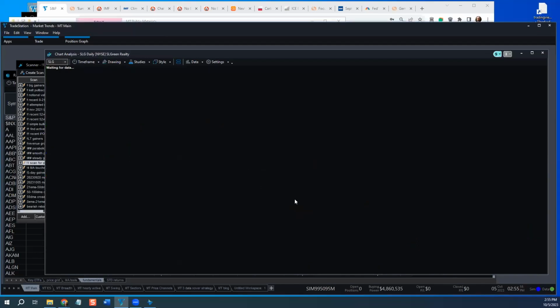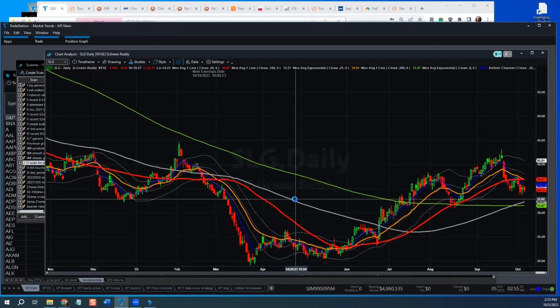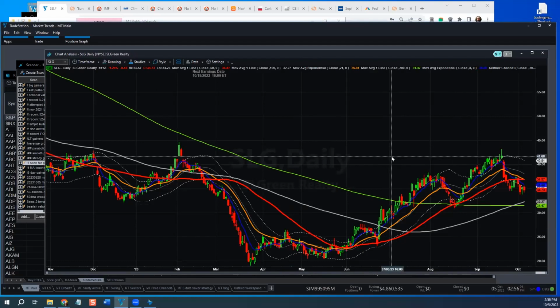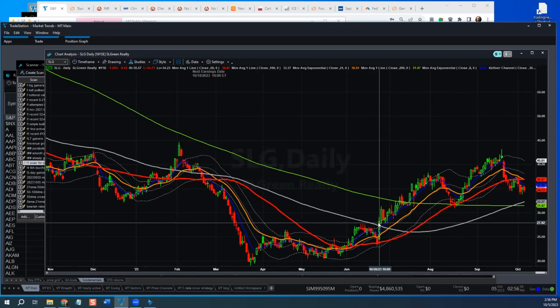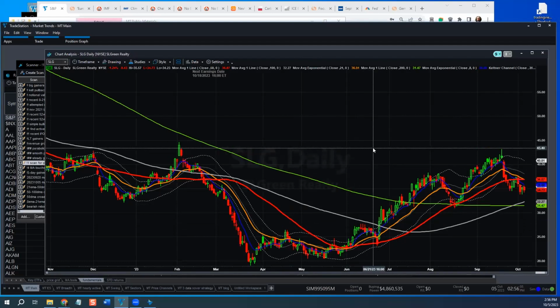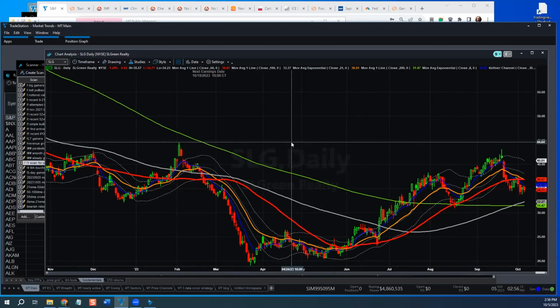SLG is a highly leveraged office real estate stock. This is one that also might have some real downside risk into year end. A lot of debt, exposed to office, all the areas that have been struggling. This name is on that list.